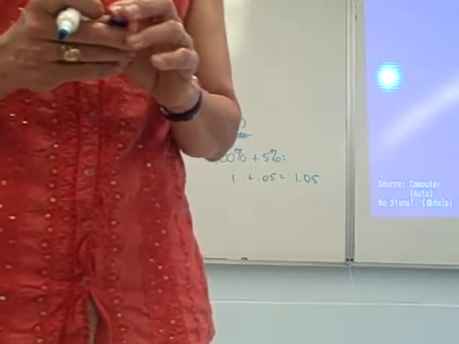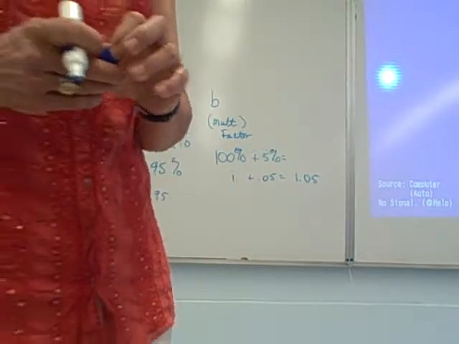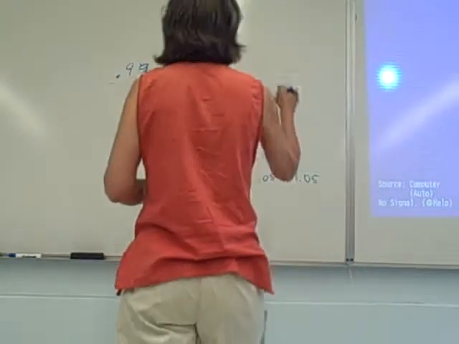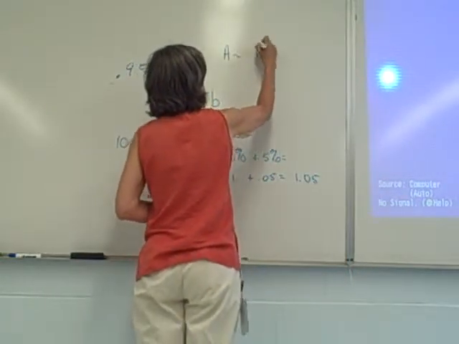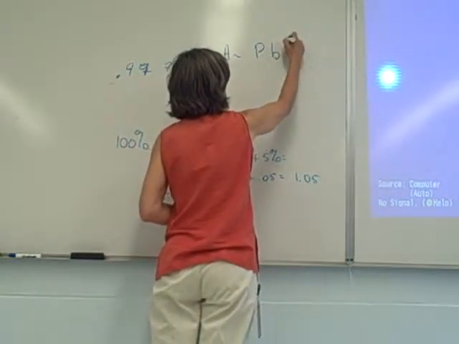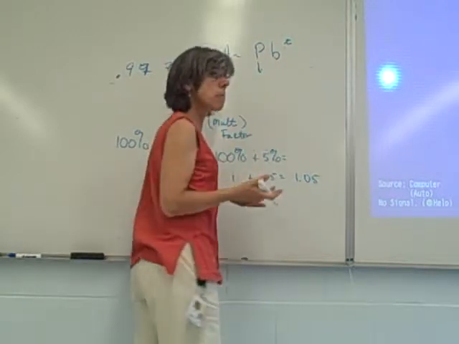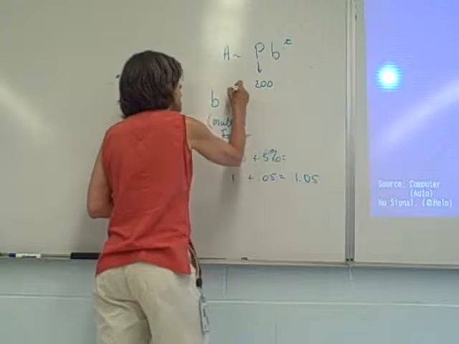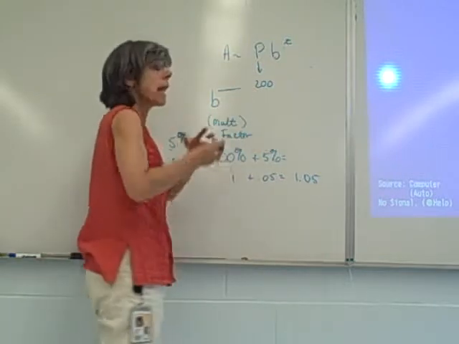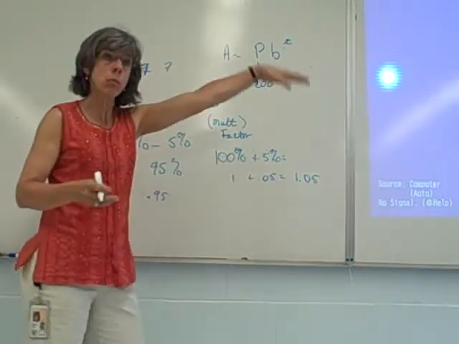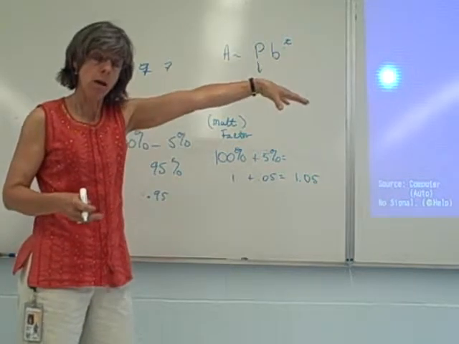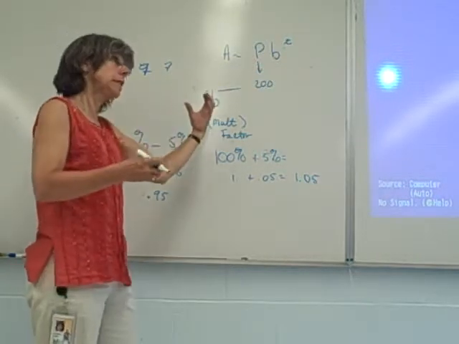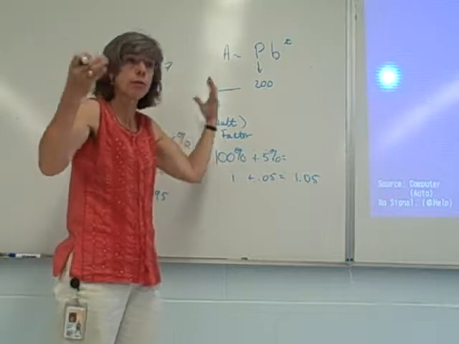Yeah? All right, but then what does that give you when you get that? The formula is A equals P times B to the T. P is your initial amount, which was 200, and then your A is what you will get at the end. If it's increasing, what it increased to, or if it's decreasing, what you have after.